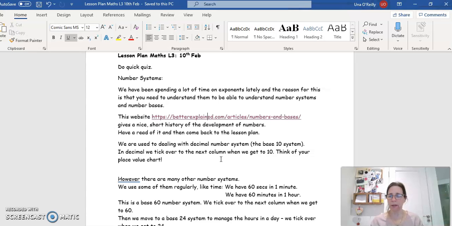Okay, and it's the exact same thing that we're always talking about with our place value chart. I think I have some of it down below, but it's the same thing. You get to 9, you can't go to 10 in that same column, you tick over to the next column.